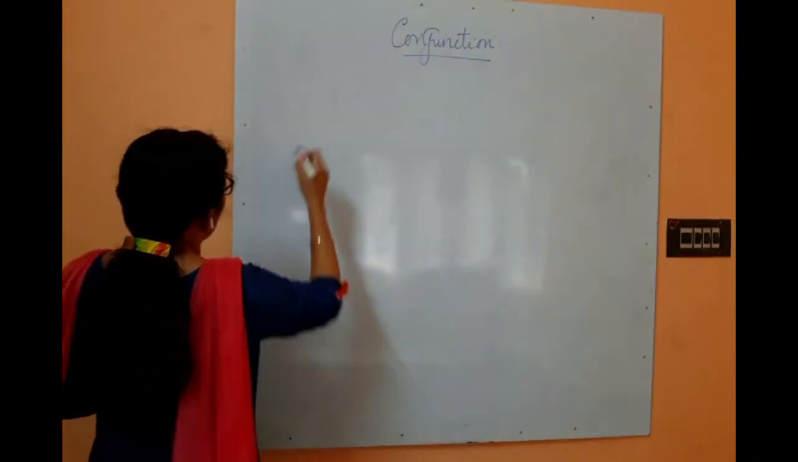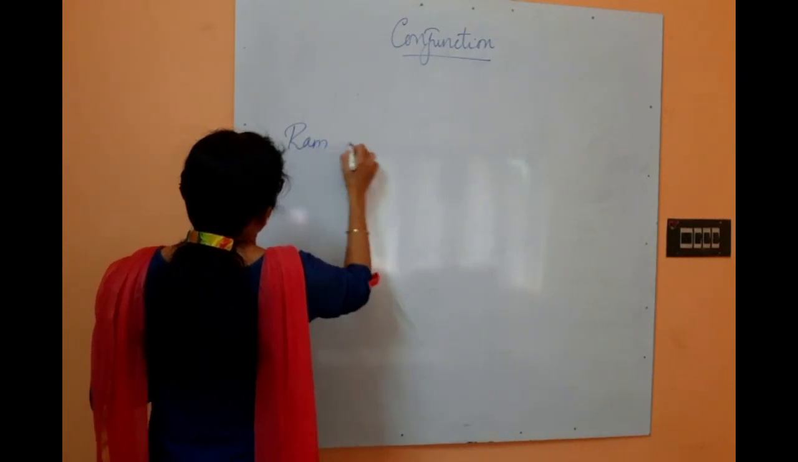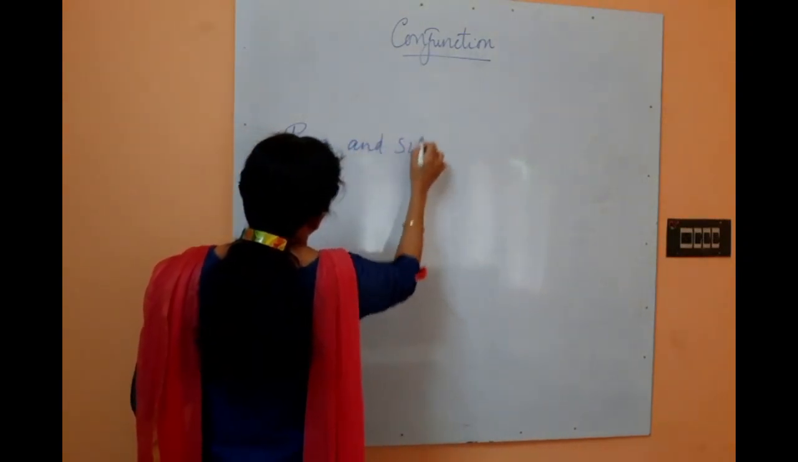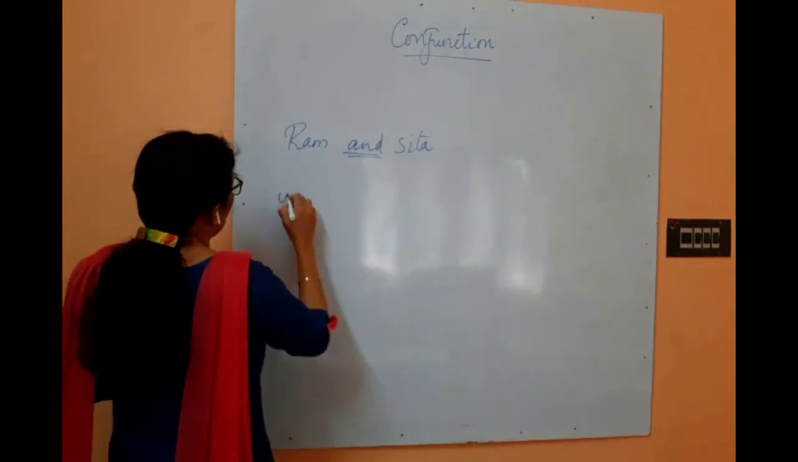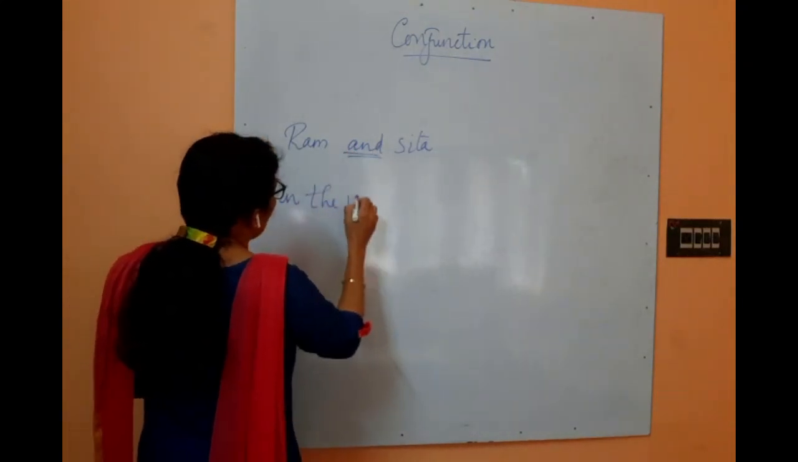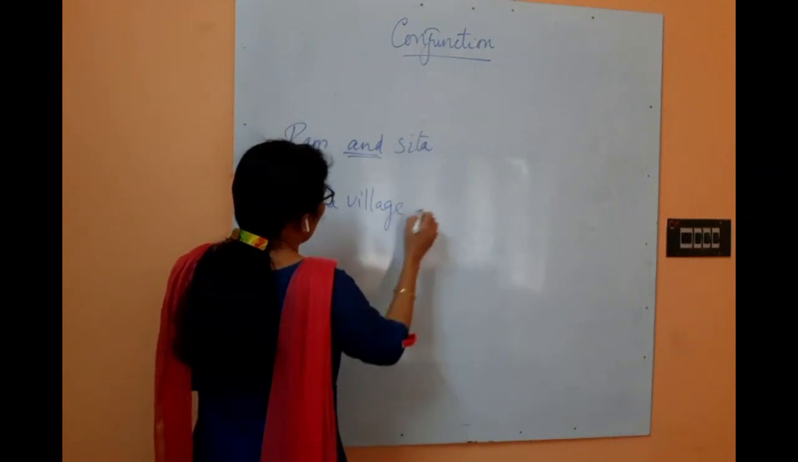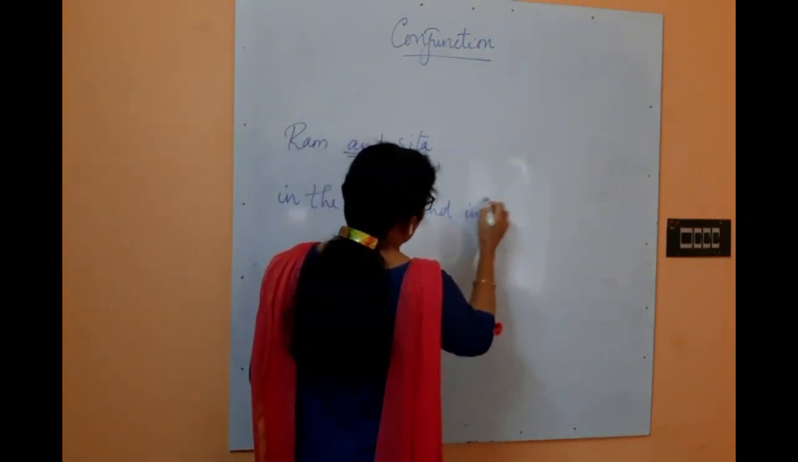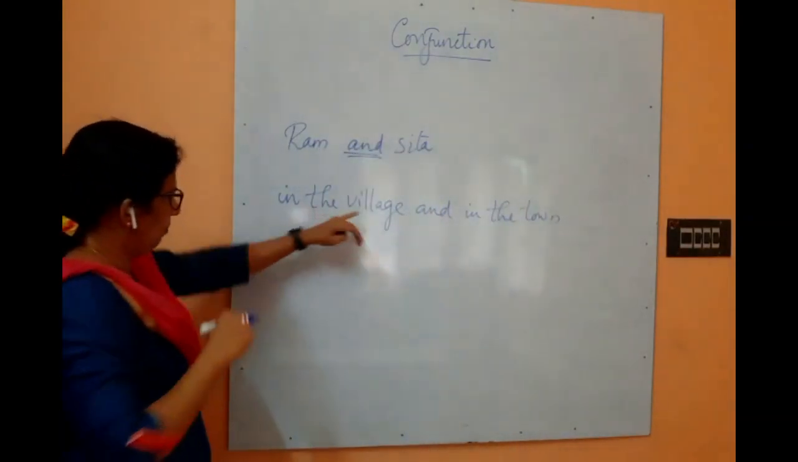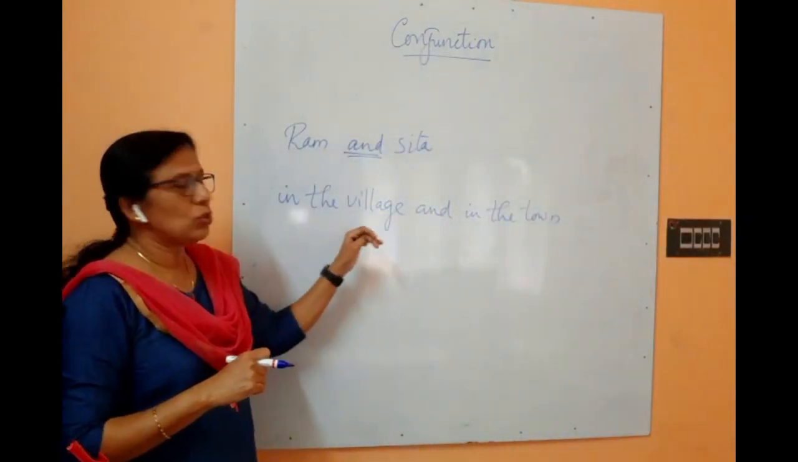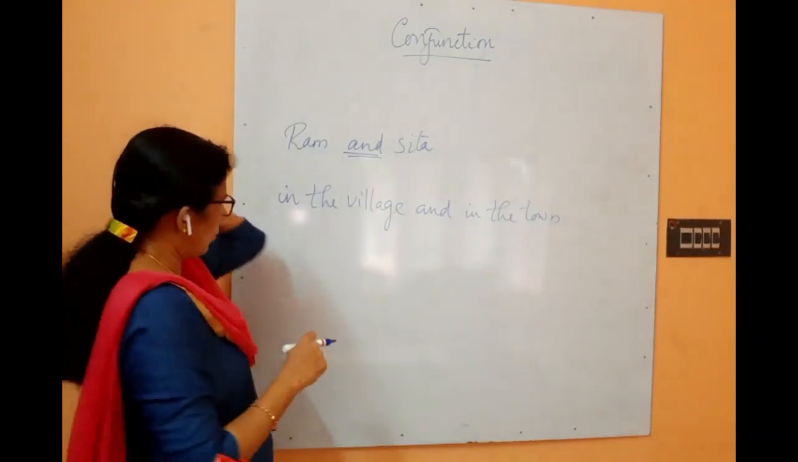For example, Ram and Sita: two words are combined with the help of a conjunction. Next, in the village and in the town. Here in the sentence we can see two phrases are joined with the help of a conjunction.